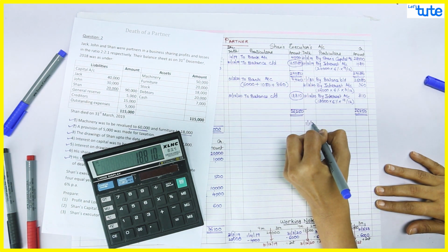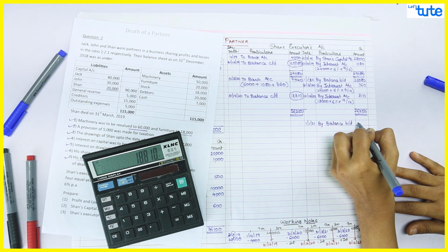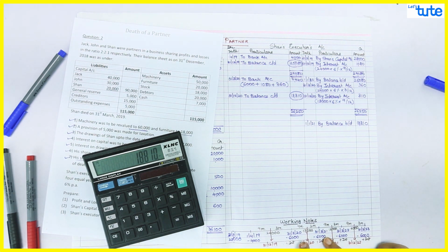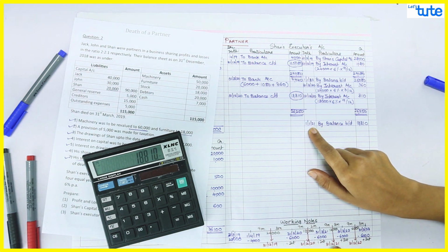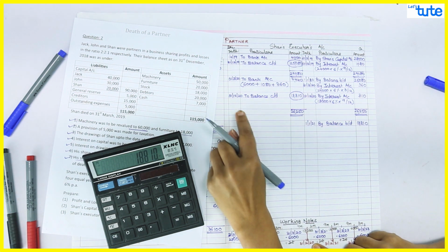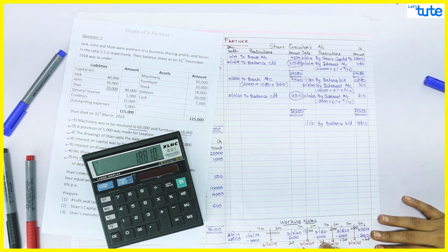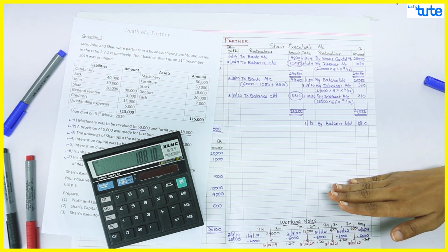Now on 1/1/21 by balance brought down 18,810. Now this is on 1st January 2021. So after this, we need to calculate interest again for these 3 months. So we have reached over here 31st December 20. So again we need to calculate interest for these 3 months and then we'll make the entry for the installment. So this will continue for the second year also, third year also.